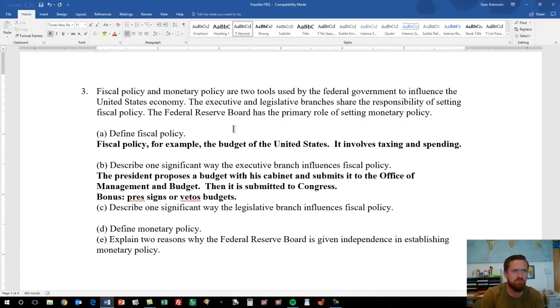One way that the Congress influences fiscal policy. Does it have a Congressional Budget Office? Congress? Yeah, it does. Yeah.